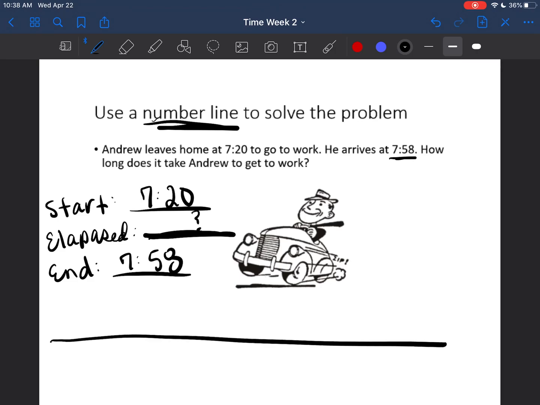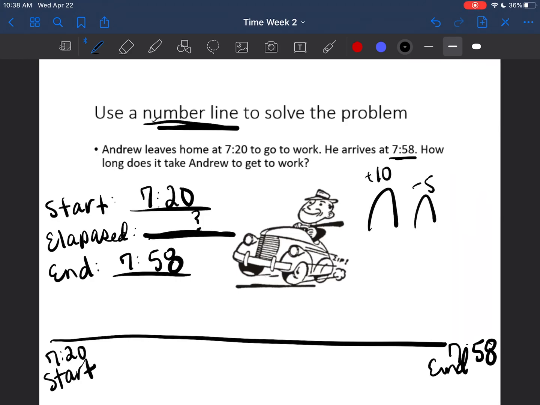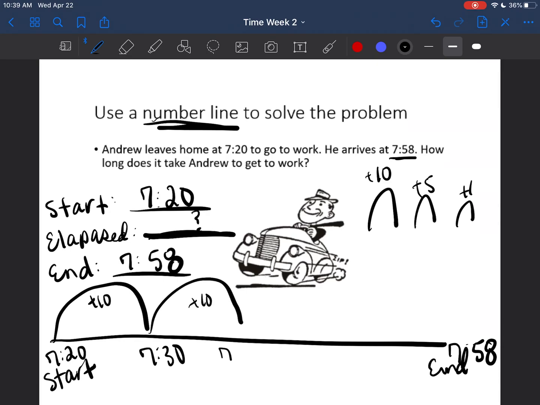I'm going to draw out my number line. Start time here. End time here. My start time is 7:20. My end time is 7:58. So again, I'm going to have to make jumps to get from 7:20 to 7:58. I can make jumps of 10, 5 minutes, and 1 minute. I'm going to start off making some big jumps of 10 because that's easier to count by. 7:20 plus 10, 7:30. 7:30 plus 10, 7:40.